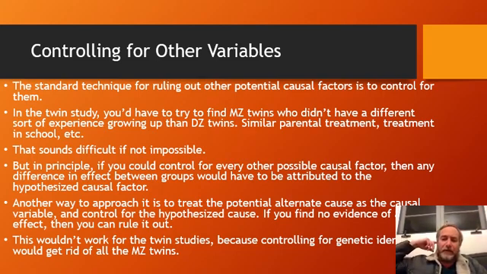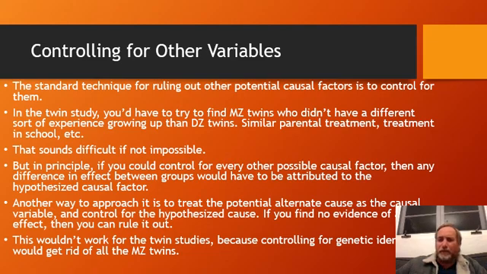Sometimes when it's really difficult to control for that, one way to approach it is to flip it and treat the potential alternative cause as the causal variable, and then control for the hypothesized cause and see if you find evidence of an effect. And if you don't, then you can say, okay, I guess it's not a causal factor, and we can forget about it, and now we can go do our regular study, right?